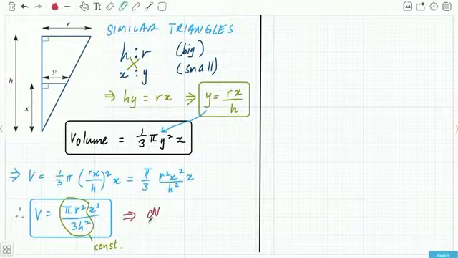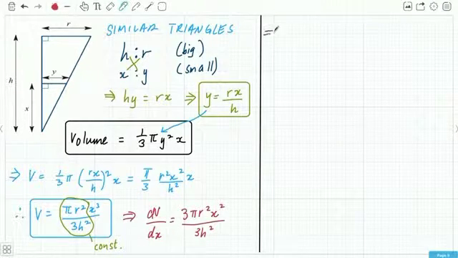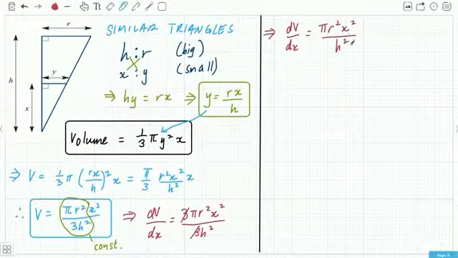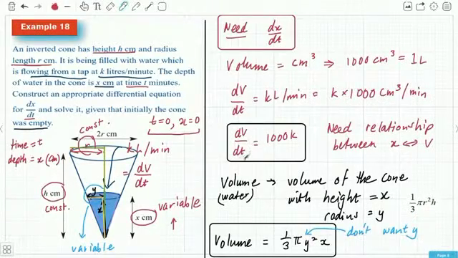So we get dV/dx equals, the derivative here will be 3, so the power coming out the front, 3 pi r squared x squared on 3h squared. So that means that we now have dV/dx equals, the 3's will cancel, pi r squared x squared on h squared. We also know dV/dt was 1000k.